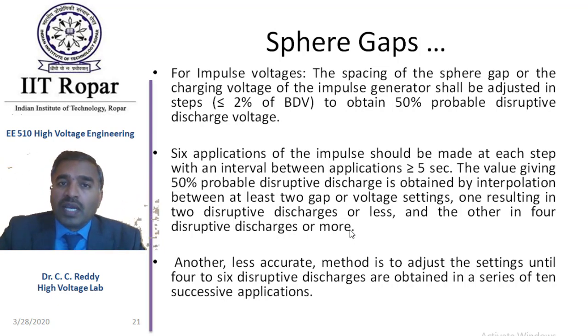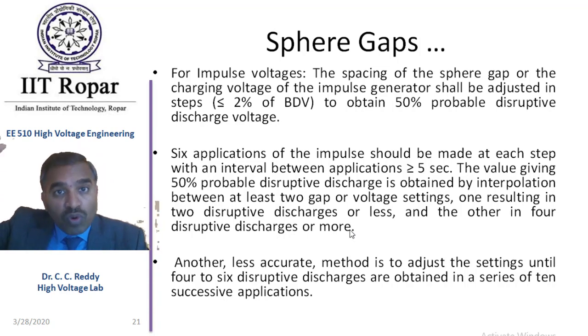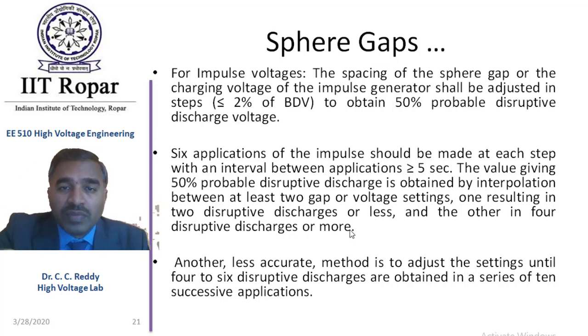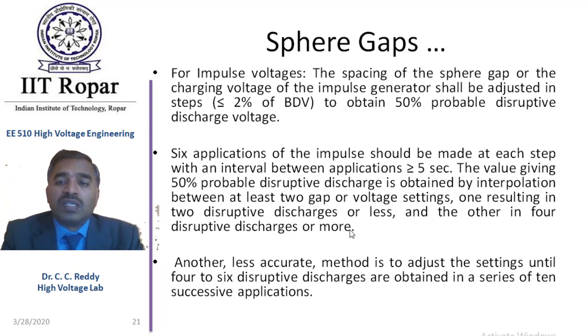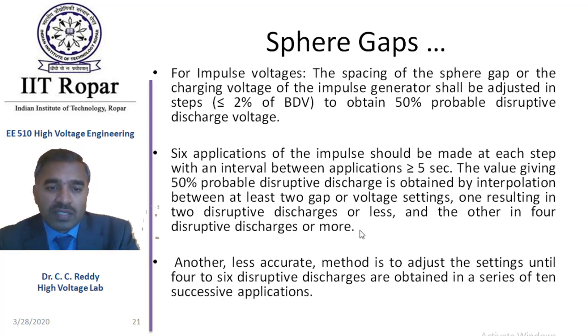and the next one is at least 4 times or more it broke. So, 2 times or less one step, 4 times or more another step. So, interpolating between these 2 steps gives the interpolated value of voltage. So, you will get the exact value of voltage corresponding to 50% probable disruptive discharge. I will explain more clearly in the next slide.